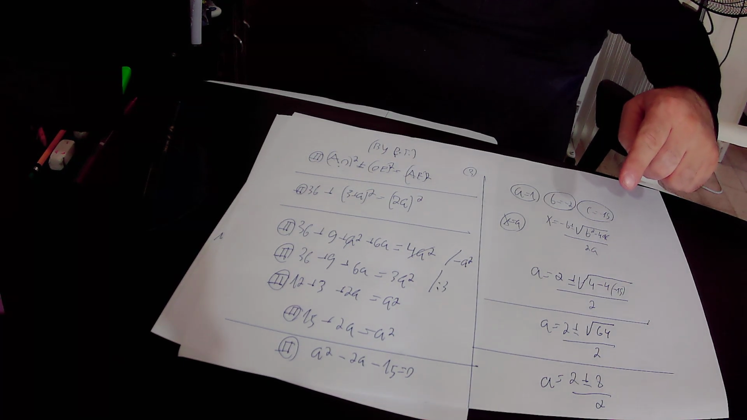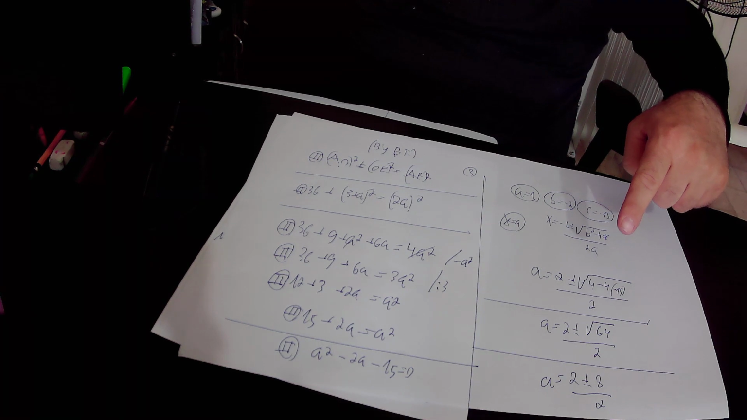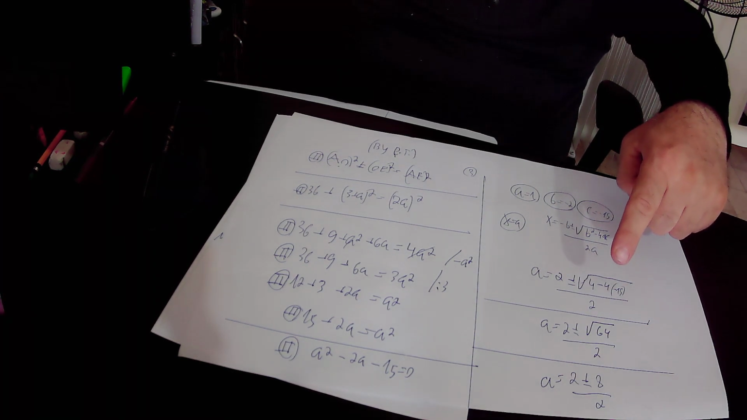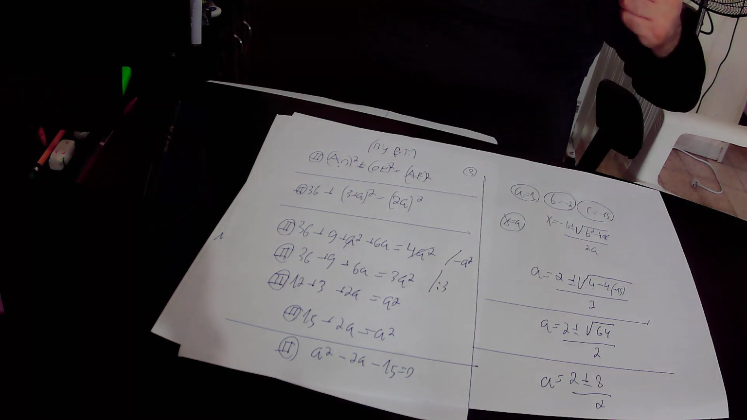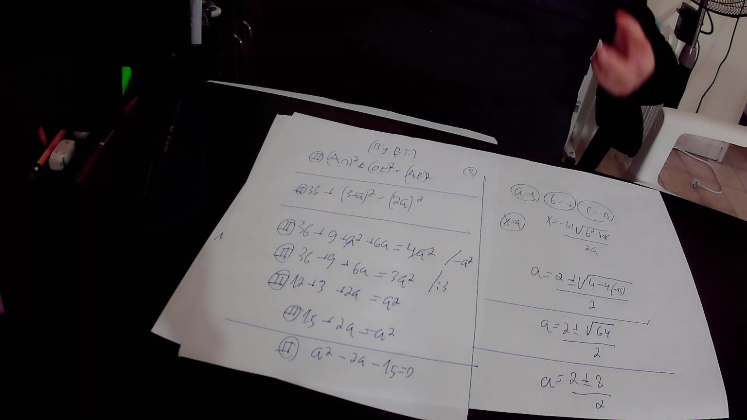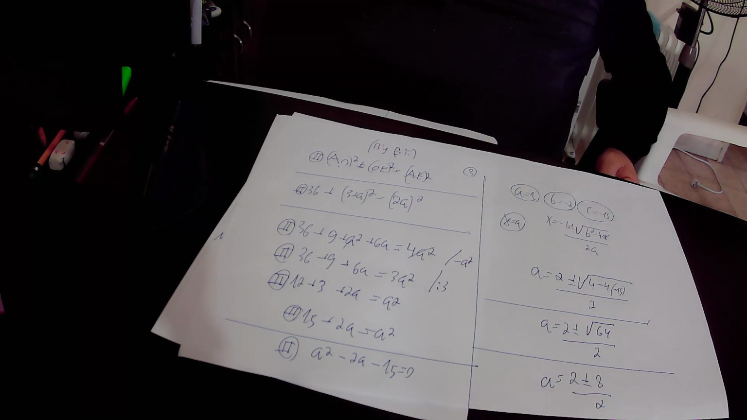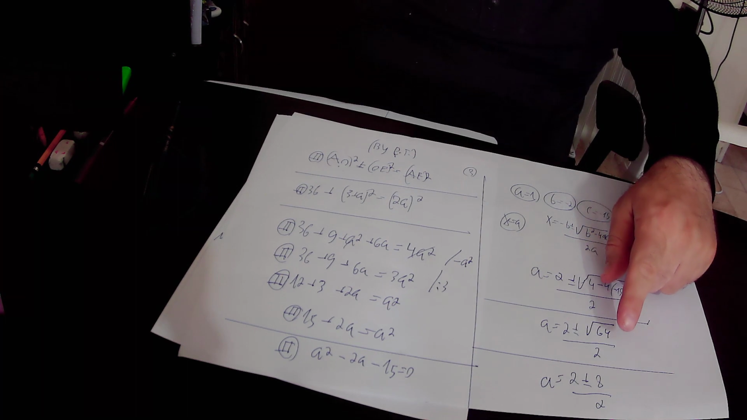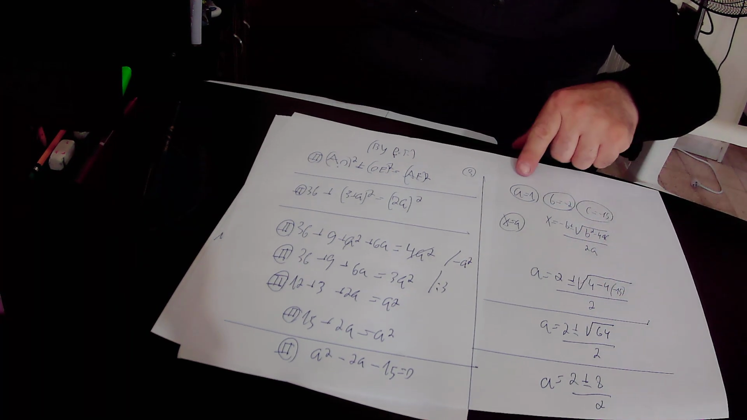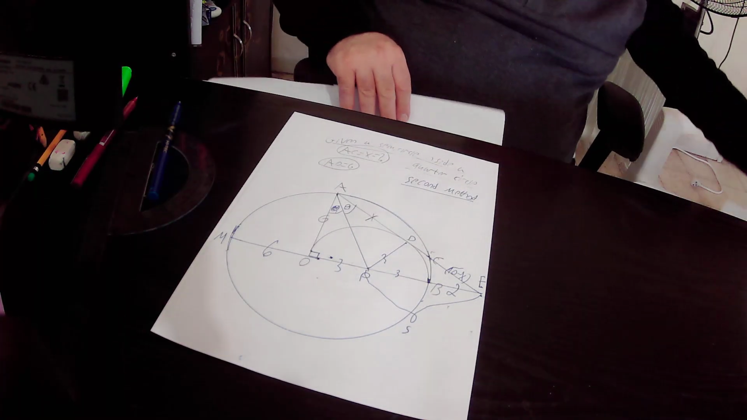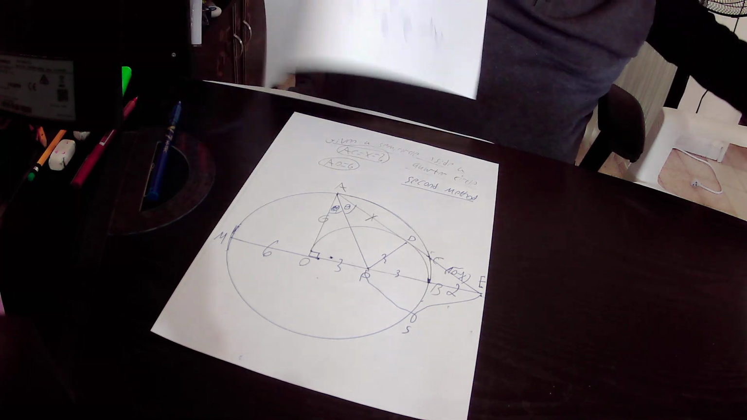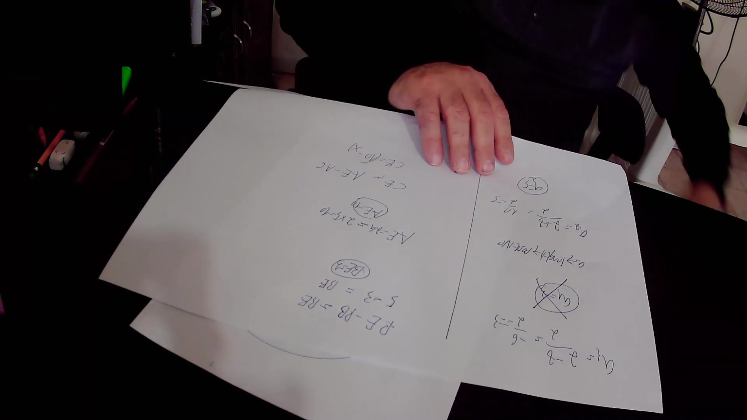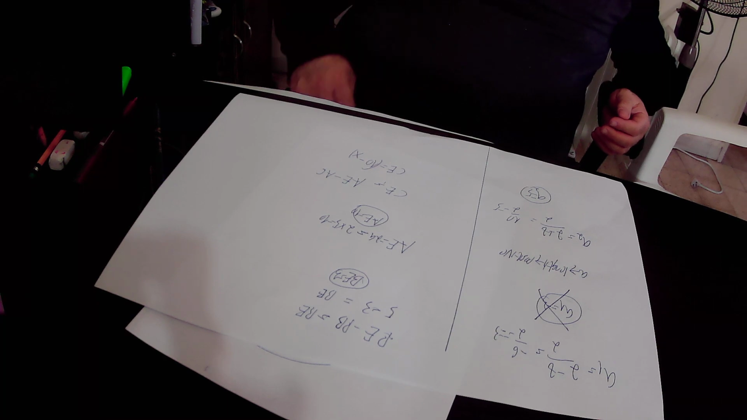So in conclusion, we found out that a equals 2 plus minus the square root of 64 over 2. The square root of 64 is 8. So here we will have two possible solutions for a: a equals 2 plus minus 8 over 2. The first solution is a1 equals 2 minus 8 over 2. 2 minus 8 is minus 6, and minus 6 over 2 is minus 3.